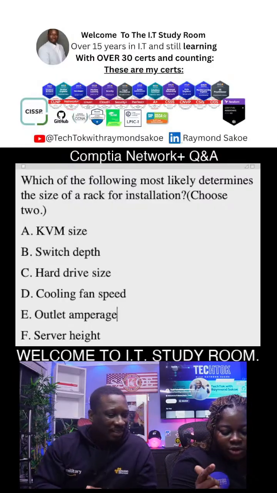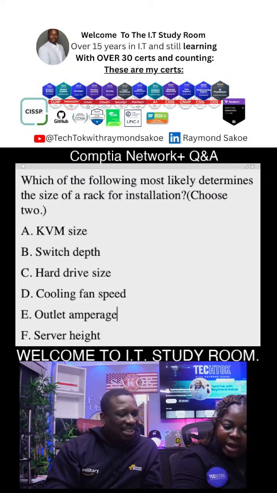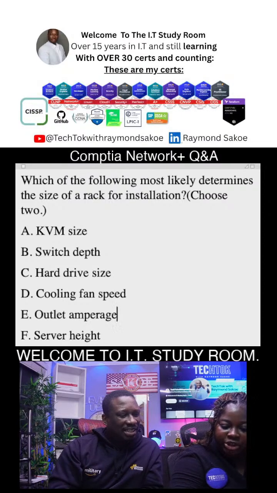Hamad is saying though that you should search it and just see. Really? Yeah, and someone is saying the amount of amperage determines approximately how much cooling and fan you need.